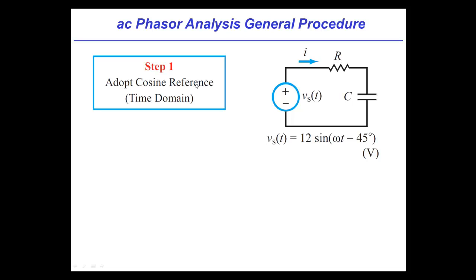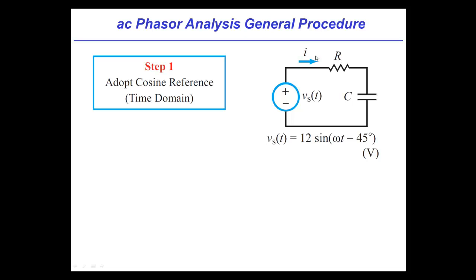Step 1, turn every input, every source that you're given, into a cosine referenced sinusoid. By that I mean turn all the sines to cosines. We'll just do the phase shift to achieve that. So let's do an example. Let's say here I have a circuit. It's an RC circuit. We've done these before. In the time domain, we have an unknown current I. So you want to find the current.